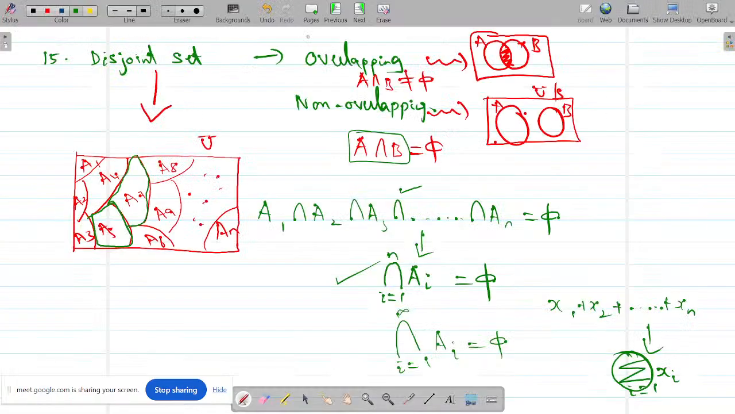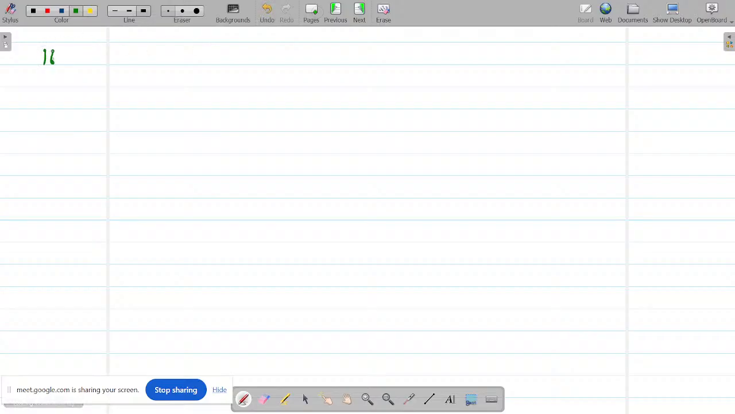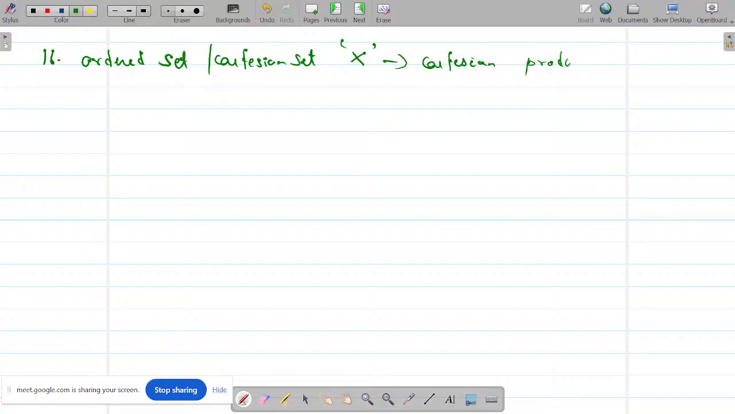One more set we have, with respect to ordered set or Cartesian set. The symbol we use is the multiplication symbol, but we will not call this a multiplication symbol. We call this the Cartesian product. Fine, let me go to an example directly.